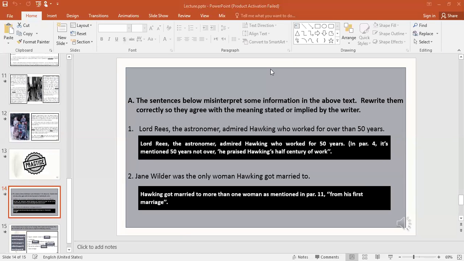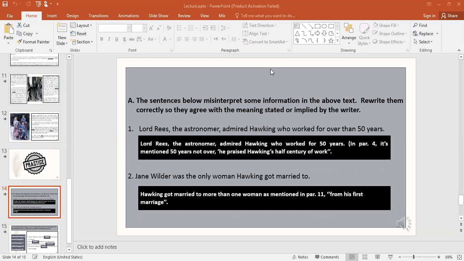Okay, can you read please the question? Yes. The sentences below misinterpret some information in the above text. Rewrite them correctly so they agree with the meanings stated and implied by the writer. Okay. So the sentences below, this is the way I'm going to ask you this question from now on. True and false, or correct the false statements and so on.